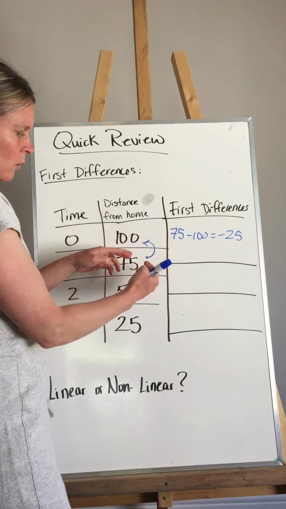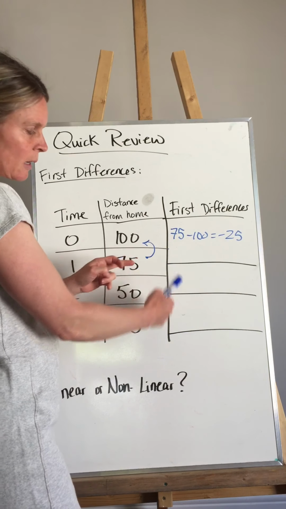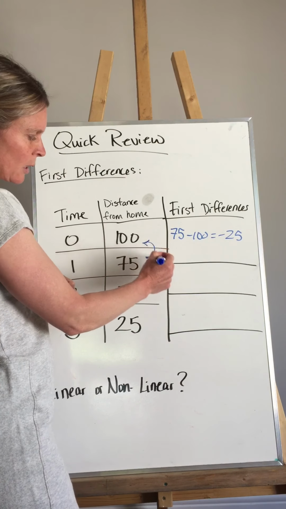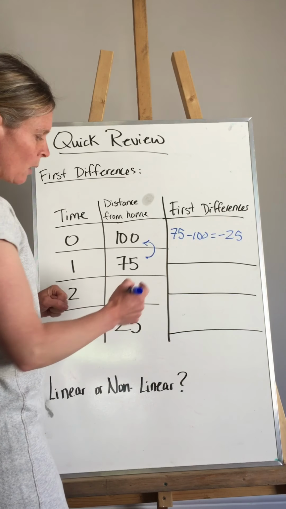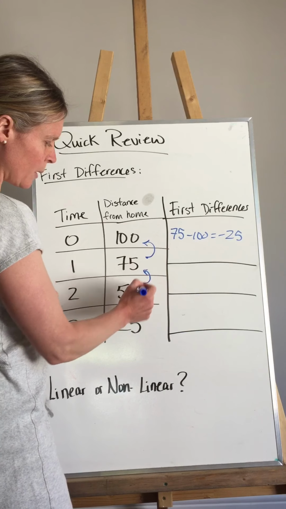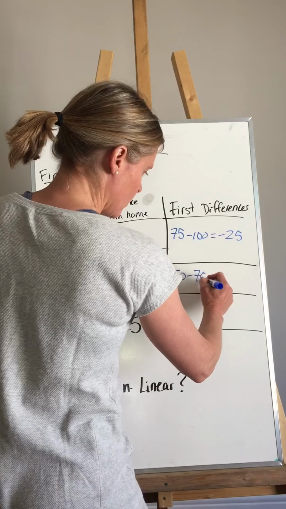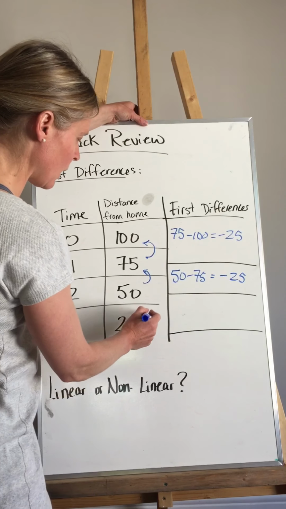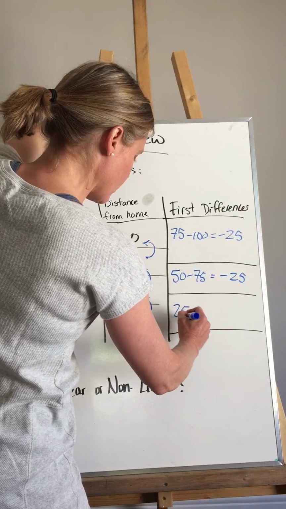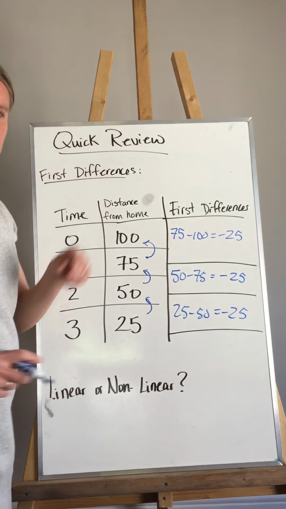So just make sure that you're always doing the second one minus the first, the third one minus the second, and so on. Okay, so basically you're calculating what this is going up or what it's going down by. Okay, so for the next one, it would be 50 minus 75, which is negative 25 again. And then the next one would be 25 minus 50, which is again negative 25.